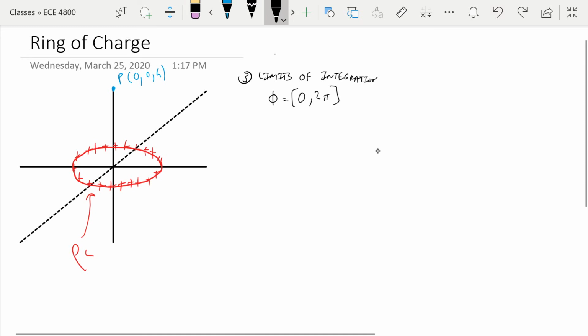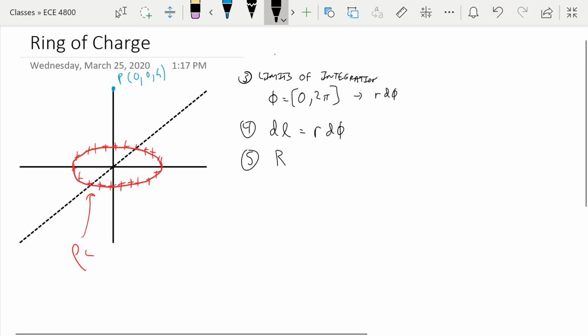All right, the next step is to find ds, or in our case dl, because in this problem we're doing a line integral. And so we have this variable phi. Whenever we have a variable phi, the associated differential length is r d phi. So our dl is going to be equal to r d phi. The next step is to find the distance.